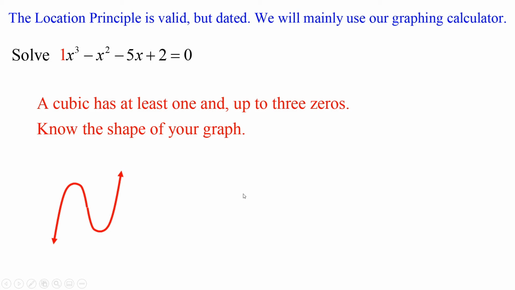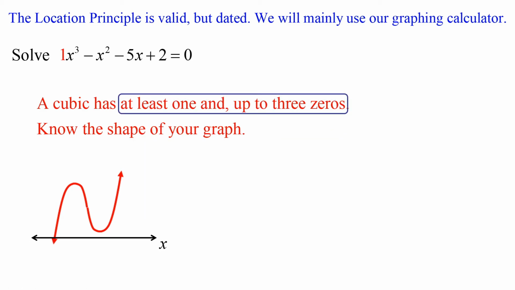Now, what do they mean at least 1 and up to 3 zeros? Well, depending on where this cubic is on the plane, the cubic has to intersect the x-axis at least once. Maybe like that right there. Or here it intersects at 2 places. This is a single root and this is a double root. By the way, the first one was a single root. Or we could have 3 zeros right there, and these are all single roots. 1, 2, 3. So there's the possibility right there.